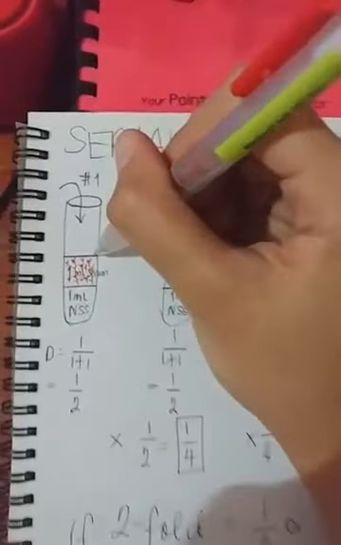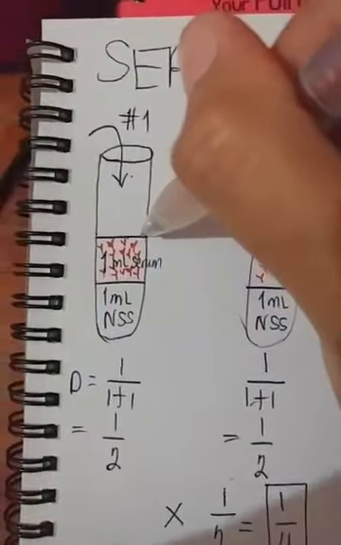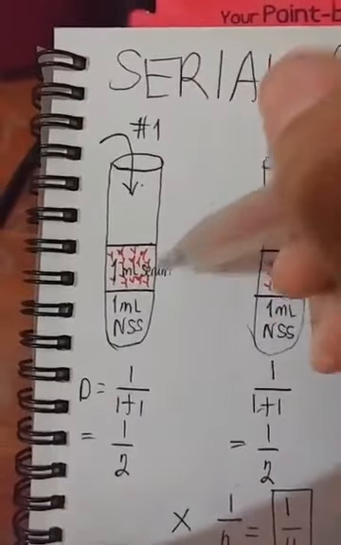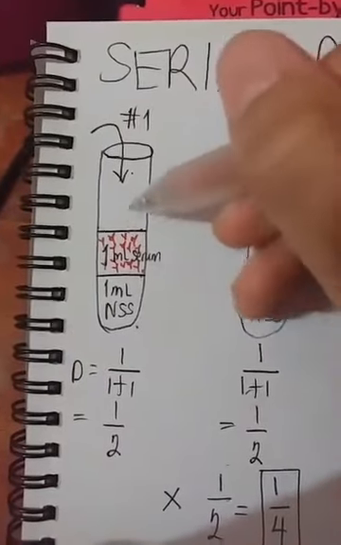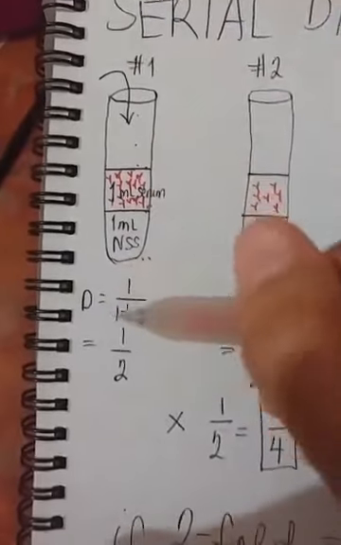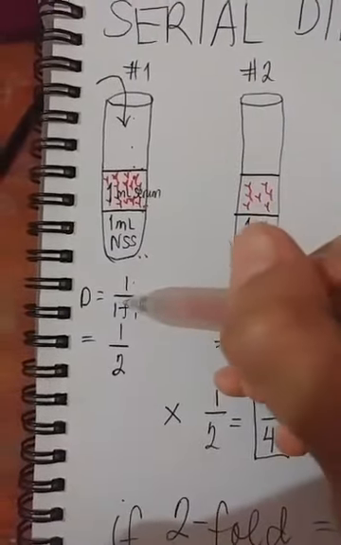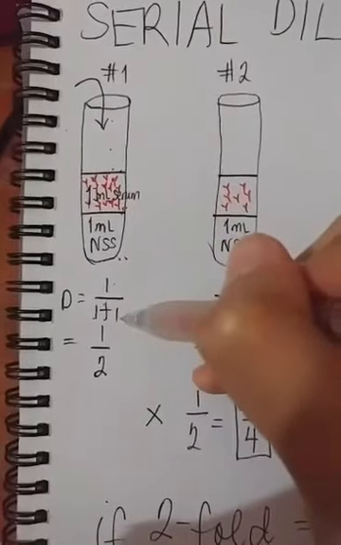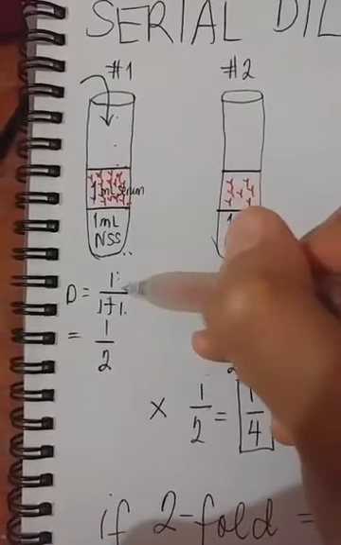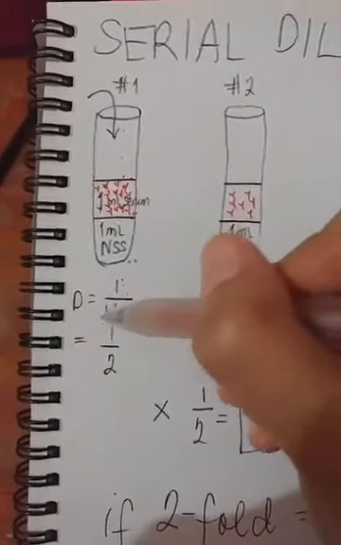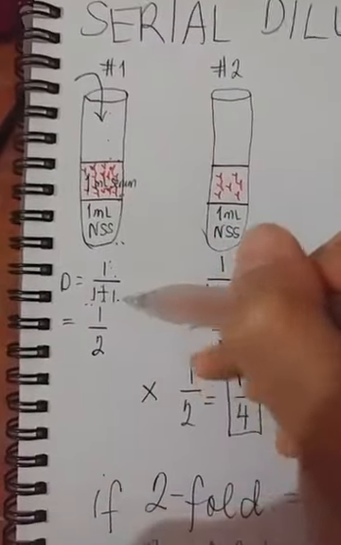For example, kumuha ako ng 1 ml of serum from the patient. I put it on tube number 1. Okay? I compute the dilution. And again, sabi natin, to compute for the dilution, the formula is sample over sample plus diluent. So, 1 ml of sample over 1 ml of sample plus 1 ml of diluent.